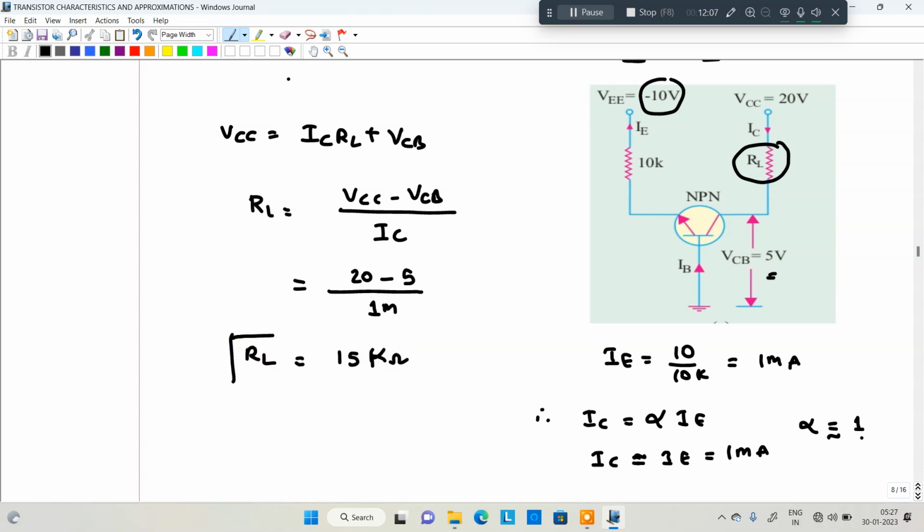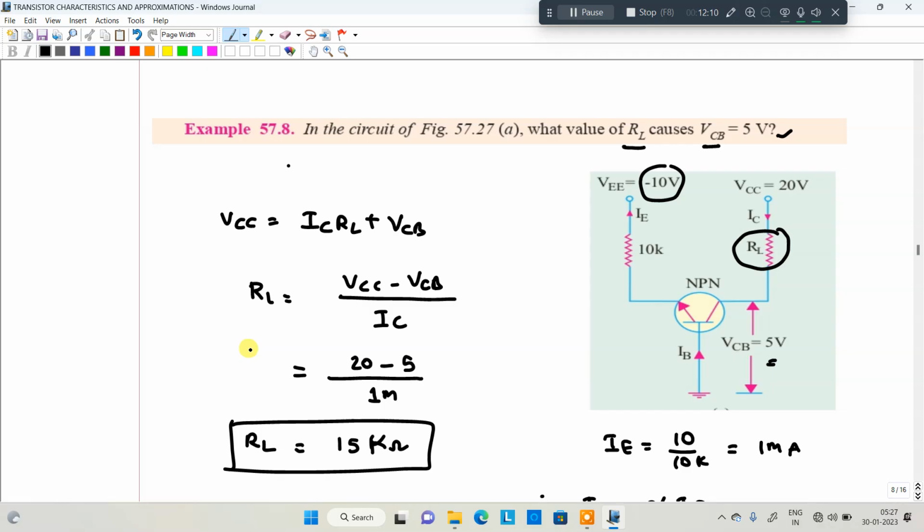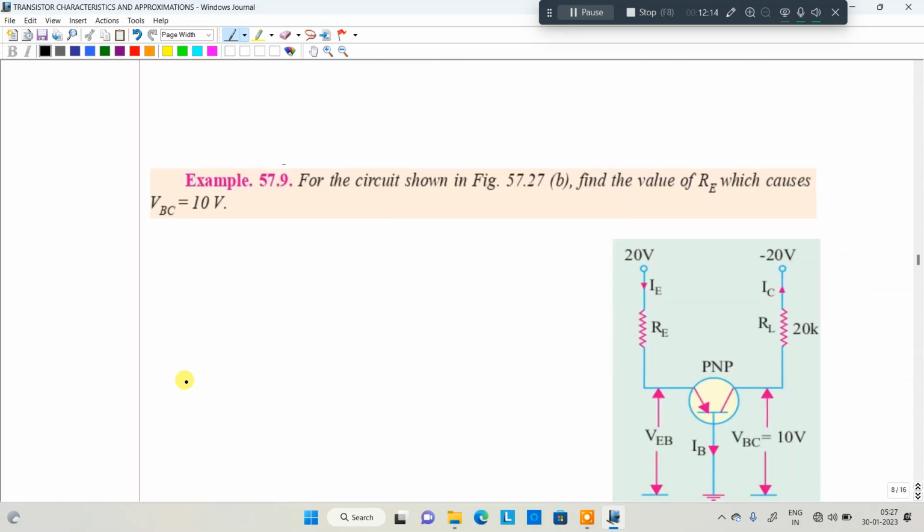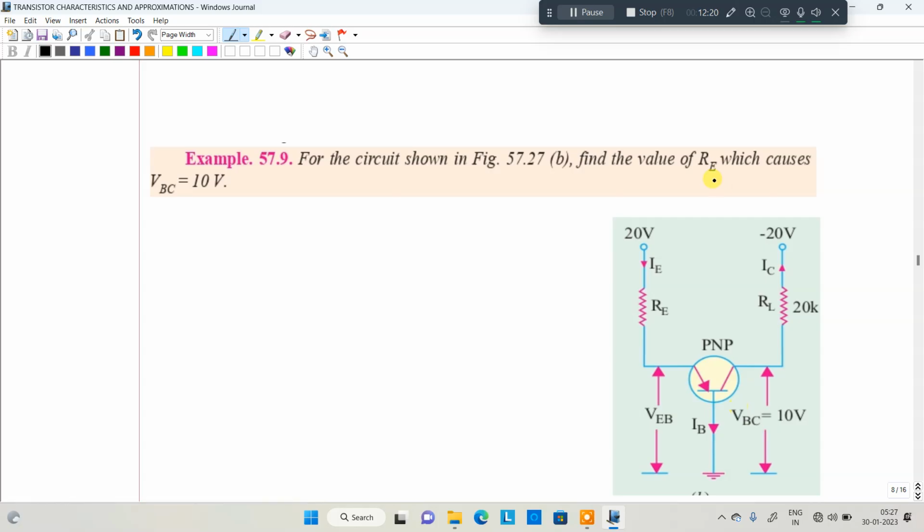Everyone clear about the solution? Okay. Next, we are moving to another example problem. Then we will get the complete idea about the solution. So for the circuit shown in the figure, find the value of RE. Where is RE? This is the RE. Cause VBC to be 10 volts. So you want to find out the RE.